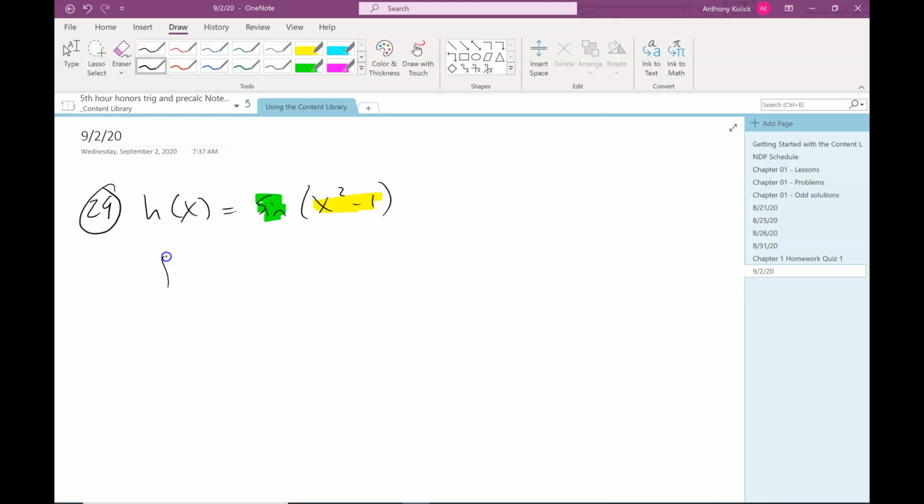So my f of x is the outer, that would be sine of x. And my inner, my g of x, would be the x squared minus 1. And I can see that when I put x squared minus 1 into f of x, I get exactly this, right? This is one possible answer. There's lots of possible answers, though.